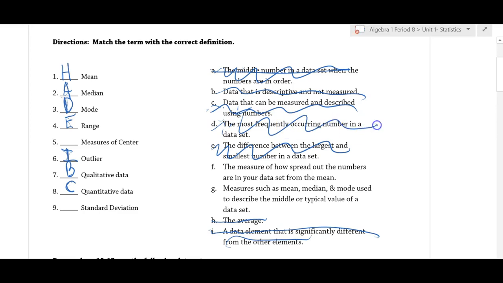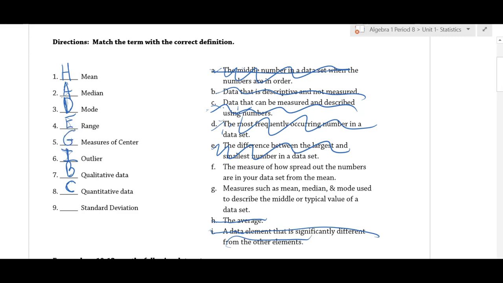Now, if we're looking at our last 2 choices here, we have F and G. So for F, we have the measure of how spread out numbers are in your data set from the mean. And then G, we have measures such as mean, median, mode used to describe the middle or typical value in a data set. So right now, take a look and try to think of which one goes with which. So measure of center, choice G there, because again, these are the 3 different ways we've looked at our data.